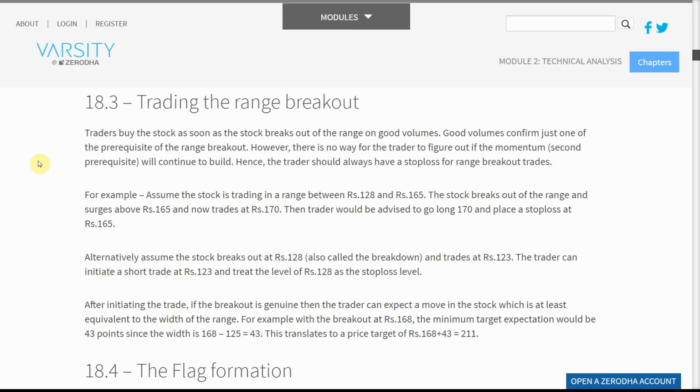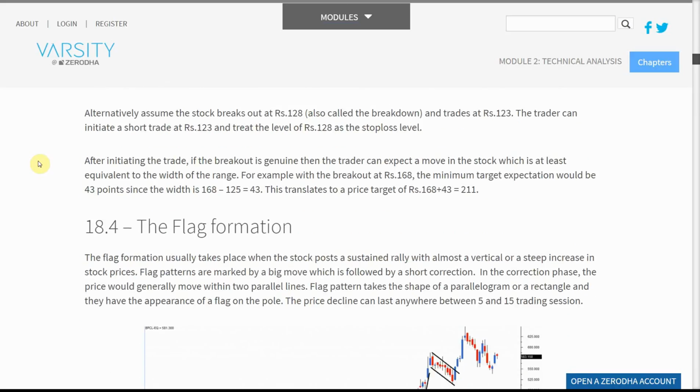For example, assume the stock is trading in a range between 128 rupees and 165 rupees. The stock breaks out of the range and surges above 165 rupees and now trades at 170 rupees. Then the trader would be advised to go long at 170 and place a stop loss at 165 rupees. Alternatively, assume the stock breaks out at 128 rupees, also called the breakdown, and trades at 123 rupees. The trader can initiate a short trade at 123 rupees and treat the level of 128 rupees as the stop loss level.